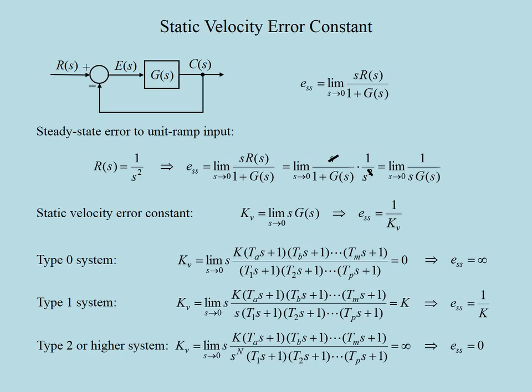Since the errors with respect to a certain input and the corresponding error constants are inversely related, the error constants show the ability of the system to follow an input. We see that the error constants increase and the errors decrease with increasing system type. That means the higher the type of a system, the more accurately it can follow the reference inputs.